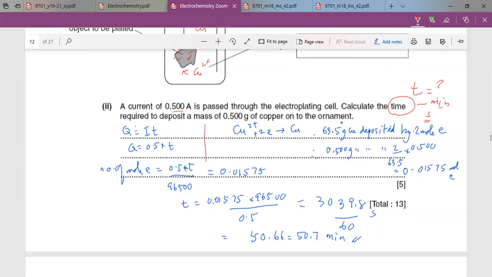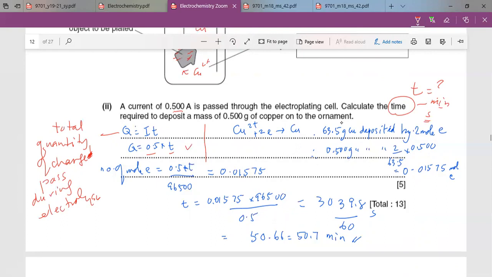First, what's the total quantity of charge passed during electrolysis? So Q is I times T, I is 0.5, and we want to find the time. So this is the first part.